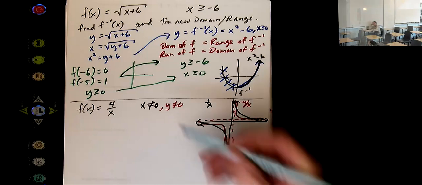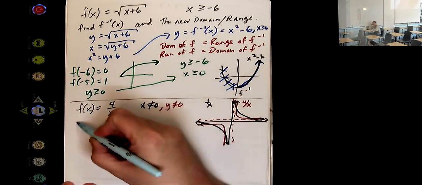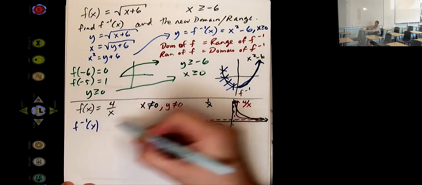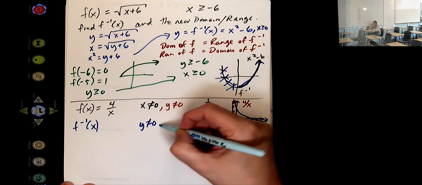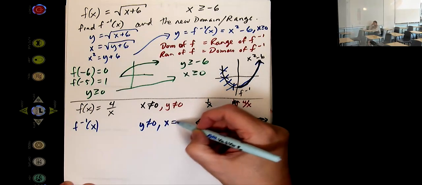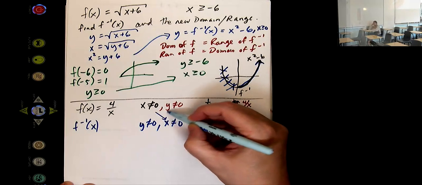for that's for f, when we do f inverse, the same thing happens. Well, this now says y can't equal 0, and this one now says x can't equal 0, but they're still the same thing.